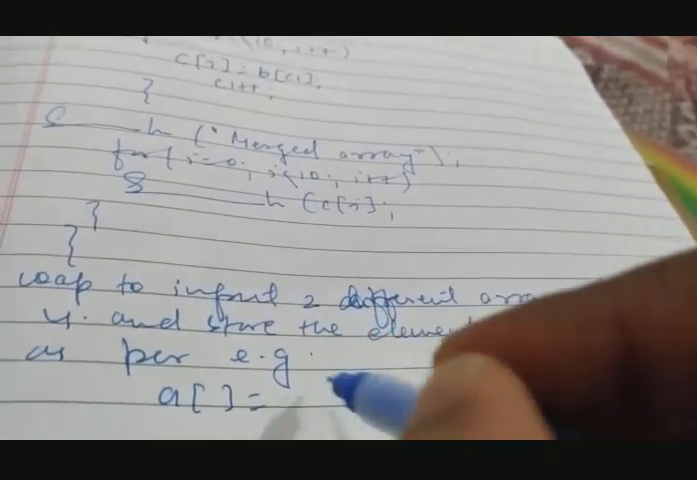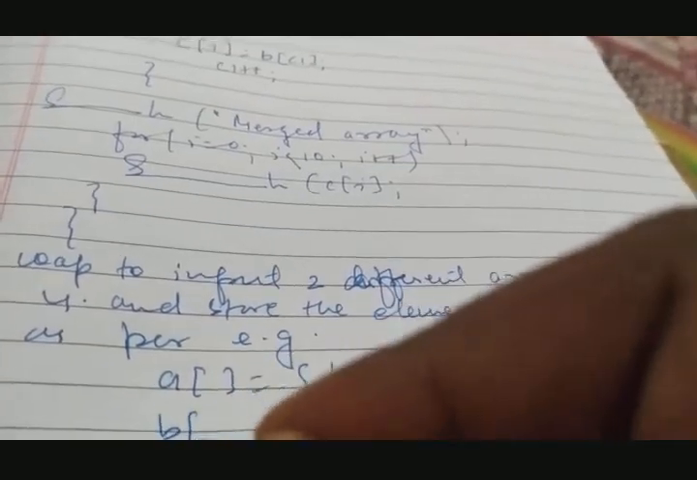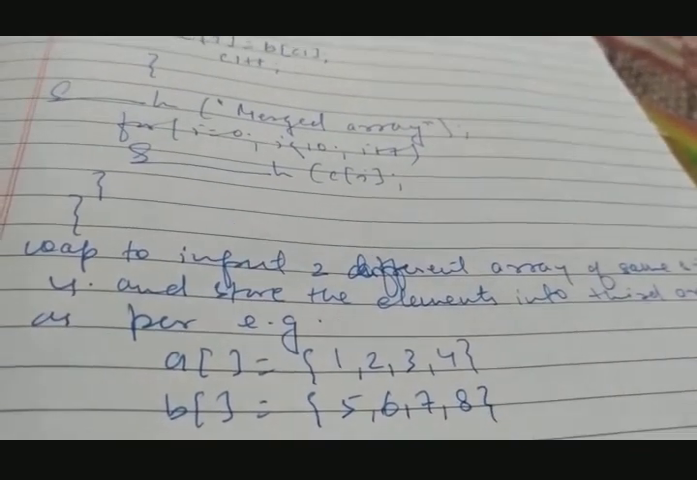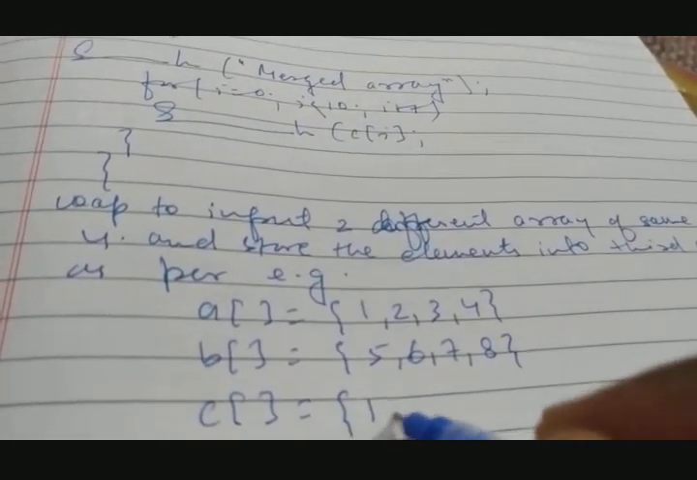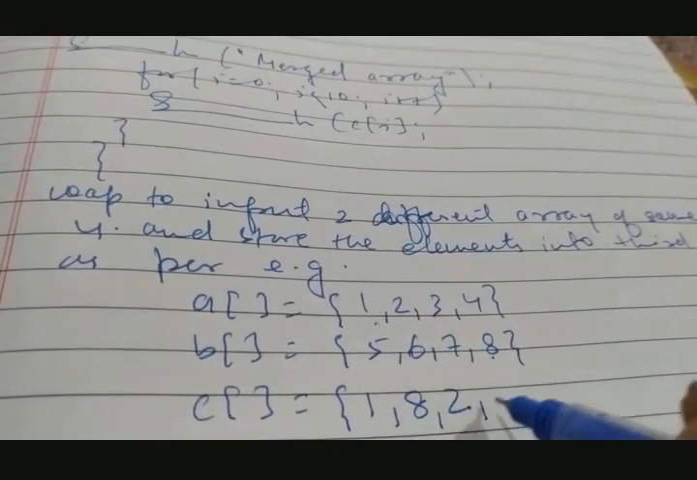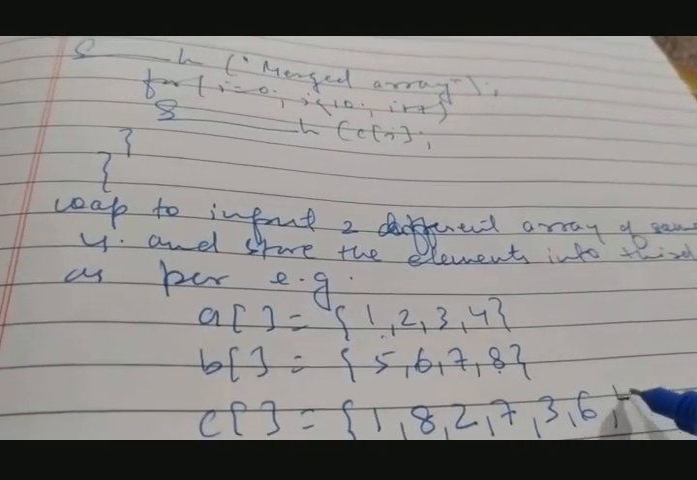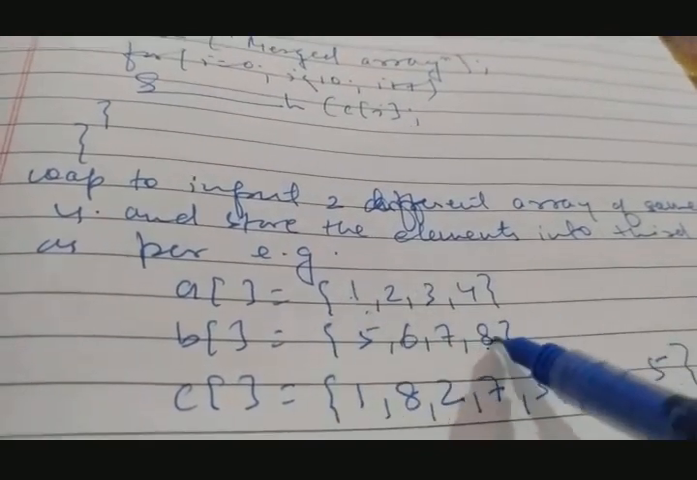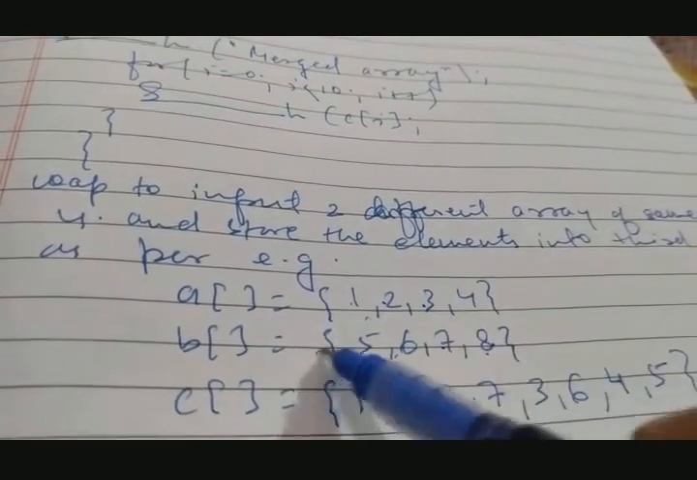Suppose A array is 1 2 3 4. Now B array is again 5 6 7 8. Now C array equals 1, then from back 8, then from front 2, then from back 7, then 3, then 6, then 4, then 5. This is how you have to do it: 1 from the front, 1 from the back, 1 from the front, 1 from the back, like this.